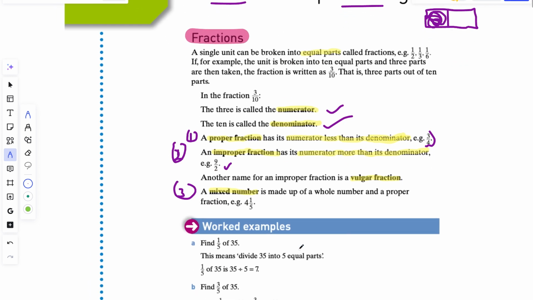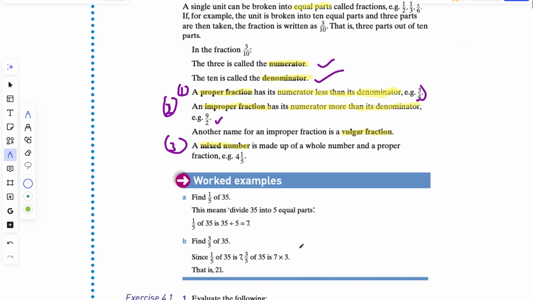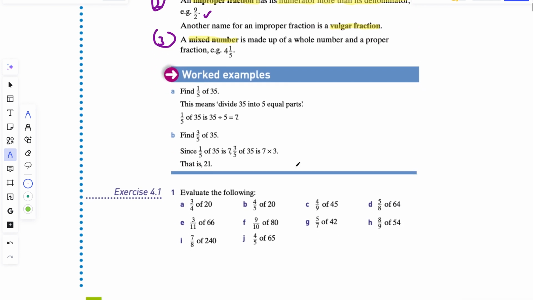Now, let's move on because these are revisions for us. Another name for an improper fraction is a vulgar fraction, because the numerator is way bigger than the denominator. A mixed number or mixed fraction is a type of fraction that involves a whole number and a proper fraction. For example, 4 whole number 1 over 5 is an example of a mixed number or mixed fraction.